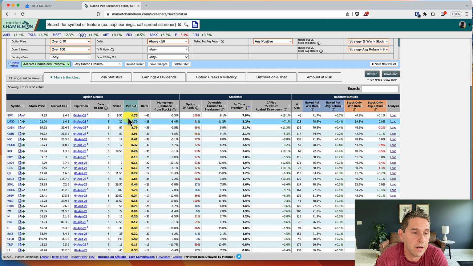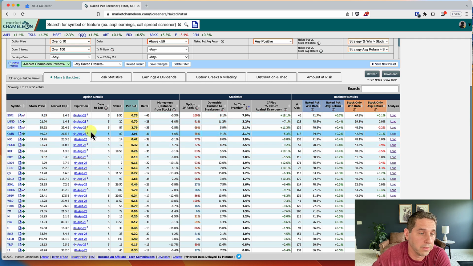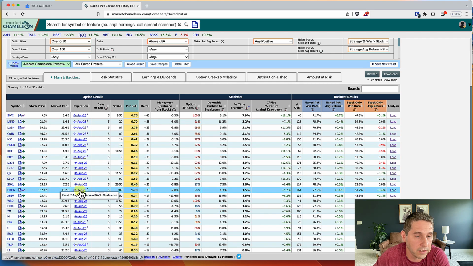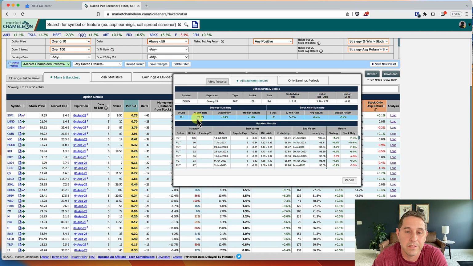And you can go down the list and search. You could search for ones without earnings if you want to. Like this here, this Dish, or Datadog. I've done puts on Datadog a lot right here. 77% win rate, 1.6% median return, and it's beat out the stock.